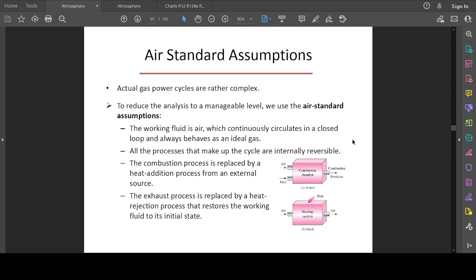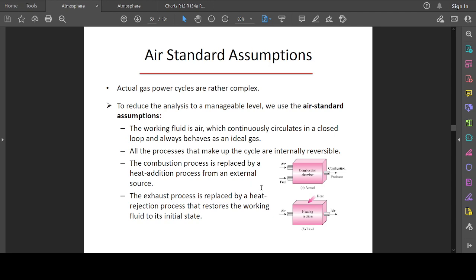But actual gas power cycles are rather complex. So to reduce the analysis to a manageable level, we use the air standard assumptions. The working fluid is air, which continuously circulates in a closed loop and always behaves as an ideal gas. These are all assumptions to qualify an ideal scenario to help us understand how gas power cycles happen. All the processes that make up the cycle are internally reversible. The combustion process is replaced by a heat addition process from an external source, and the exhaust process is replaced by a heat rejection process that restores the working fluid to its initial state.